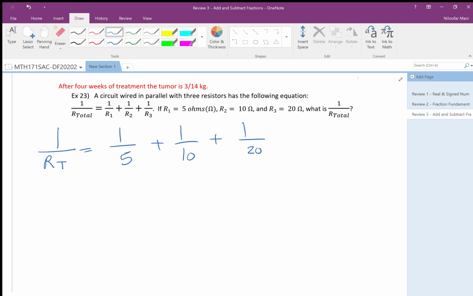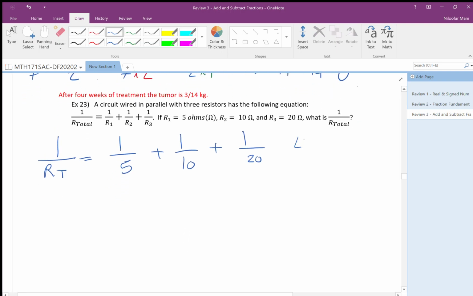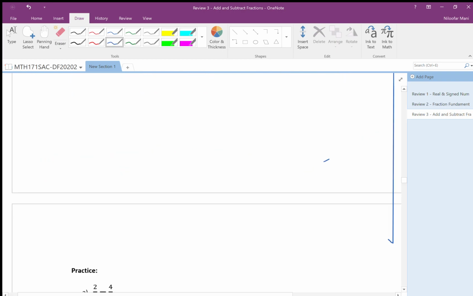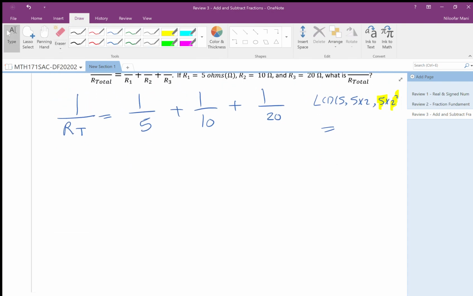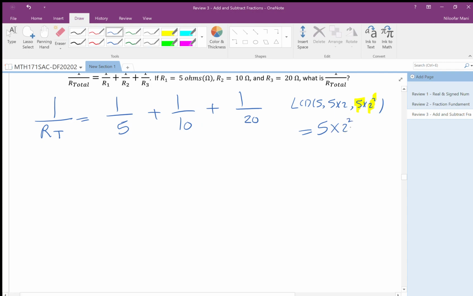Okay, so least common denominator between 5 and 10 and 20. I need to use this one and this one. Between 5, 5, 5, I use just one 5. Oops. Okay, what happened? So, between 2 and 2 squared, I use 2 squared. Yes, which is 20. Okay, so what should I do now?